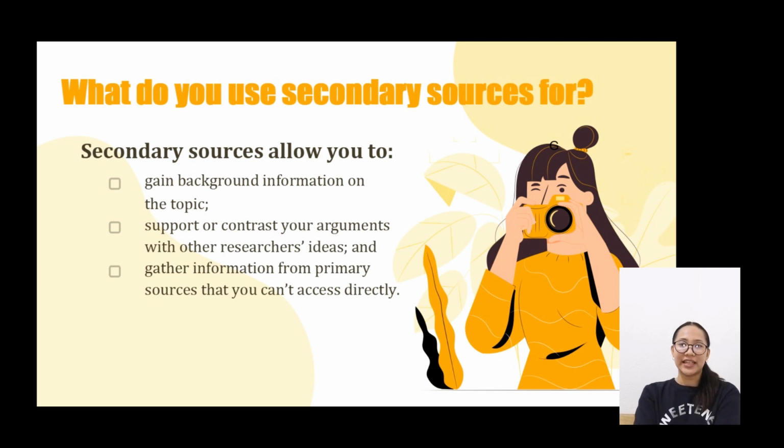So, what do you use secondary sources for? Secondary sources are good for gaining a full overview of your topic and understanding how other researchers have approached it. They often synthesize a large number of primary sources that would be difficult and time-consuming to gather by yourself. So they allow you to gain background information on the topic, support or contrast your arguments with other researchers' ideas, and gather information from primary sources that you can access directly, no? For example, private letters or physical documents located elsewhere.